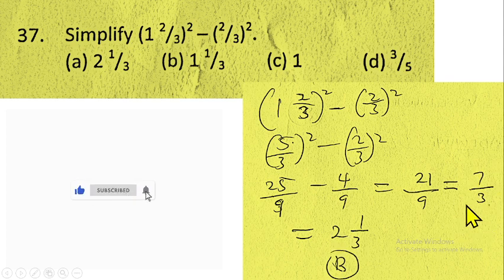So you can change this one to a mixed number. That'll give you 2 and 1 over 3. So option A is the correct option, not option B. Pardon me for that. Option A is the correct option for question number 37.